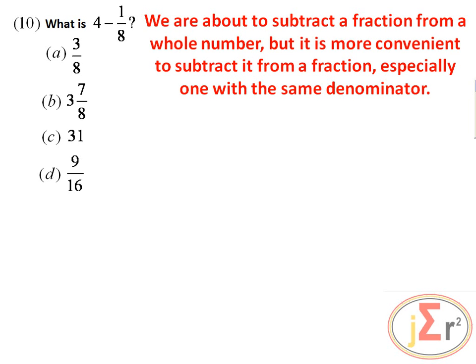Did you hear that, Jerry? Yes. We need to subtract 1/8 from 4, which is a whole number. And we are saying it is better to subtract 1/8 from what? From a fraction. And it is best if the fraction that we are subtracting 1/8 from will have the same what? Denominator. How do we do this? Answer is A.